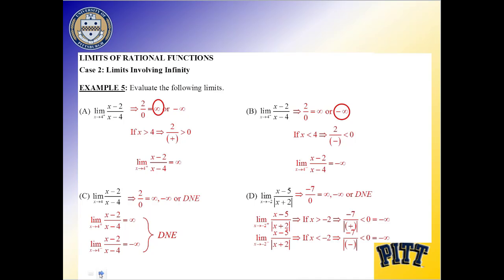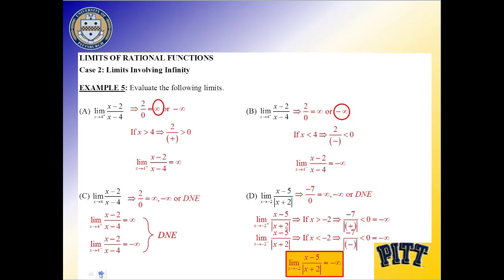When I approach negative 2 from the left, again, I'm going to be picking a value that's less than negative 2. And any number less than negative 2, when I add 2 to it, is going to give me a negative. But when I absolute value a negative, it becomes positive. So I'm still going to have a negative 7 over a positive answer, which means it's still going to be negative. So the left-hand limit's also going to be negative infinity. And since the left-hand limit and the right-hand limit agree with each other, I know that the limit as x approaches negative 2 from both sides of x minus 5 over the absolute value of x plus 2 equals negative infinity.